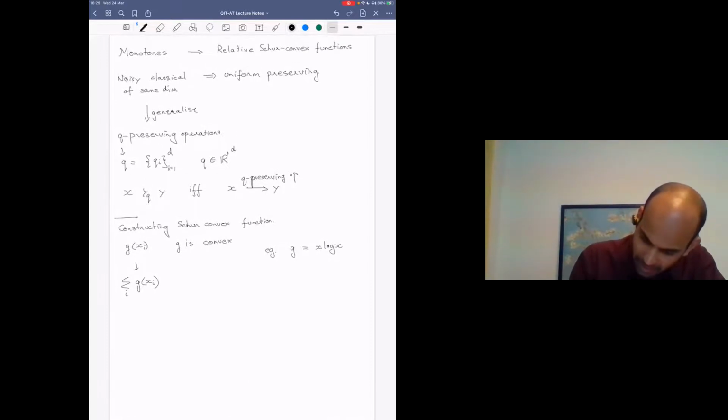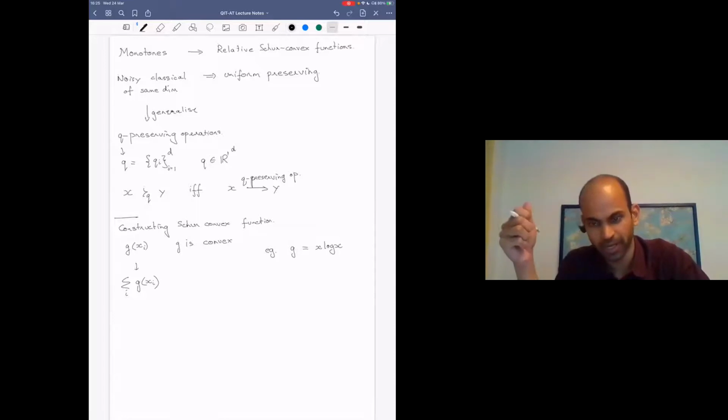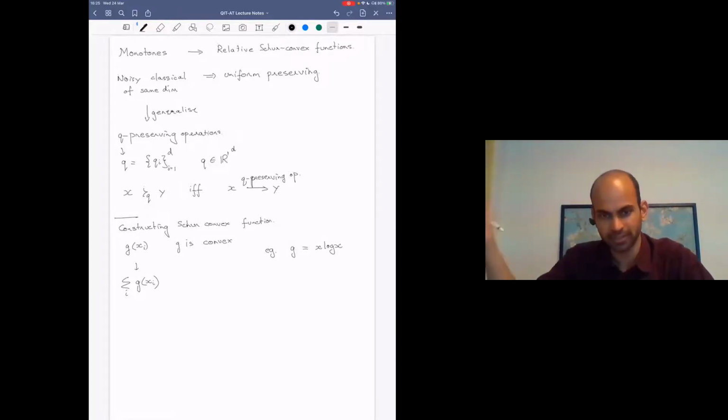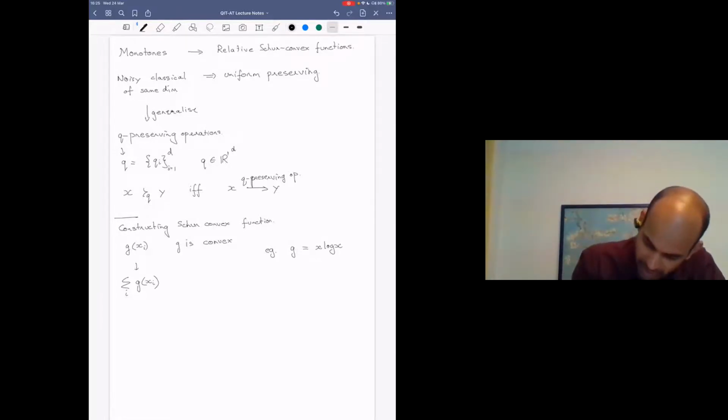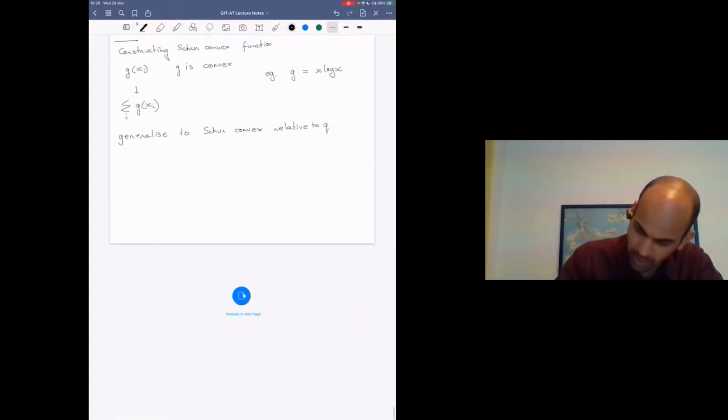And the nice thing that we can do is, so we know that Schur-convex functions have the property that if x majorizes y, then the Schur-convex function of x is greater than that of y. But we can generalize to Schur-convex relative to Q. Let me get the nomenclature for this. Right, okay, I will clarify the nomenclature after we have a break.